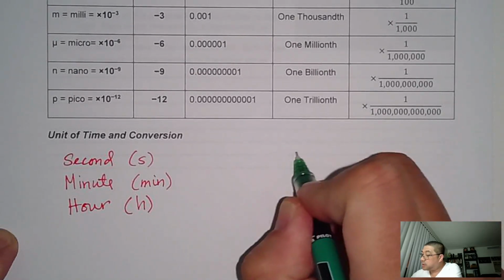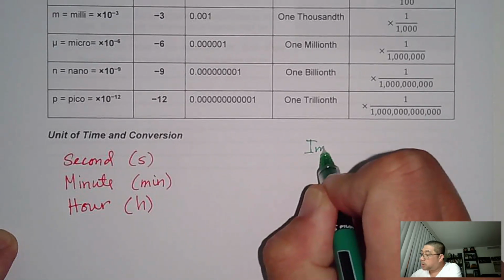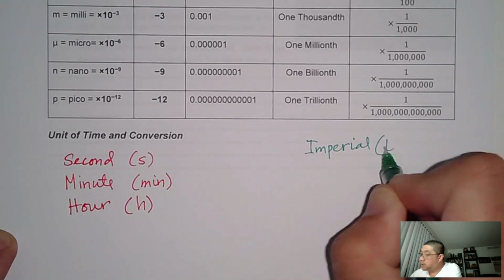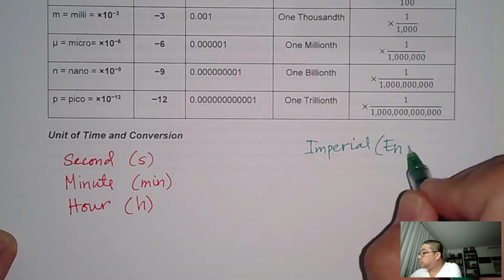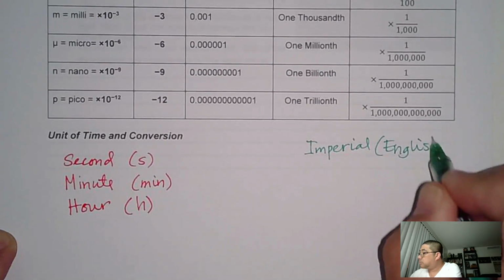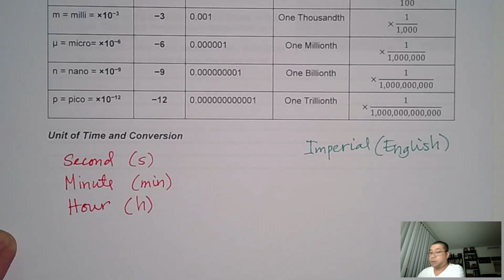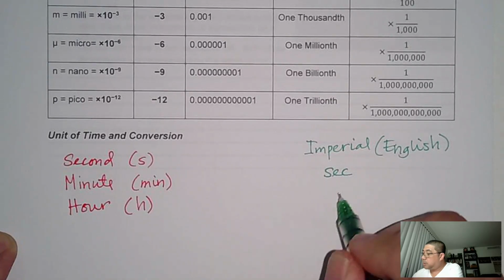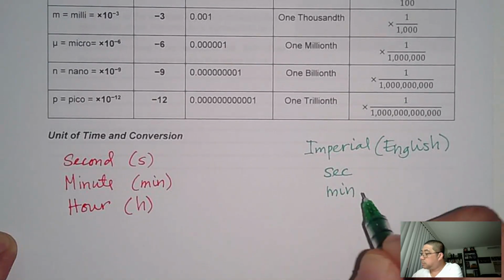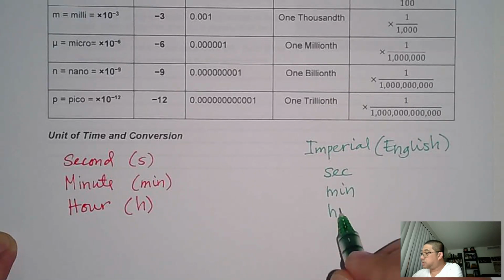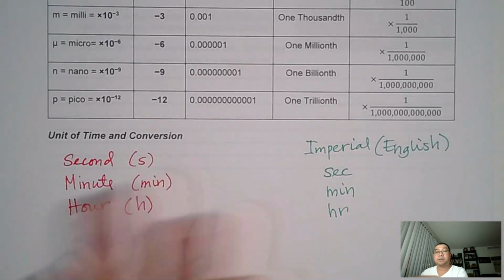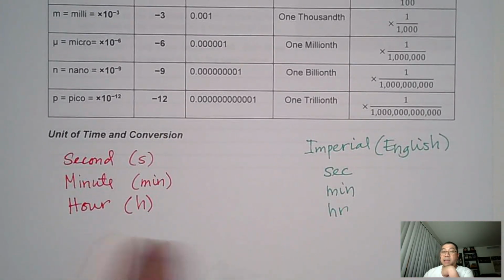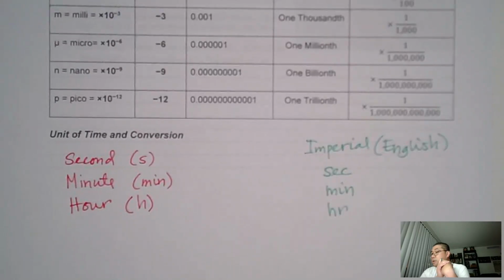Now, trivia: if you go to your math class, you don't use S, min, and H. Instead, if we're using the imperial, also known as the English system, second is represented by SEC. Minutes are the same, min, and then hours is HR. So these are the differences between math class and science class.